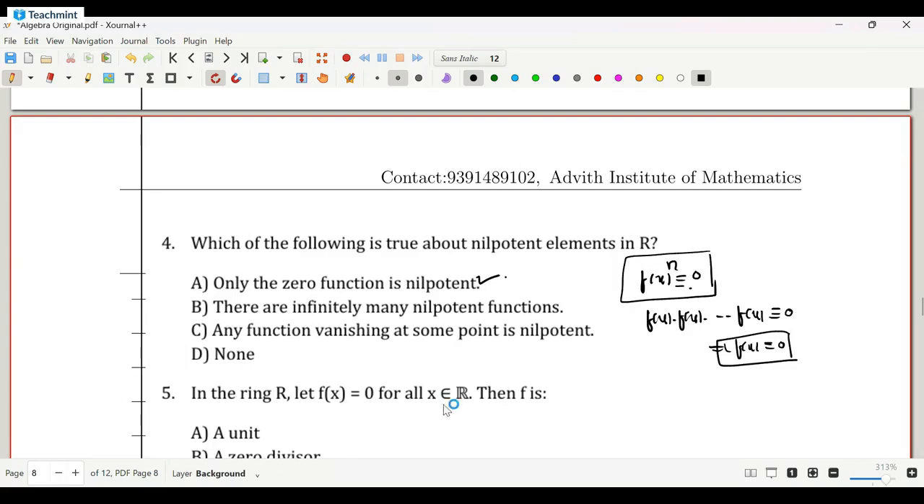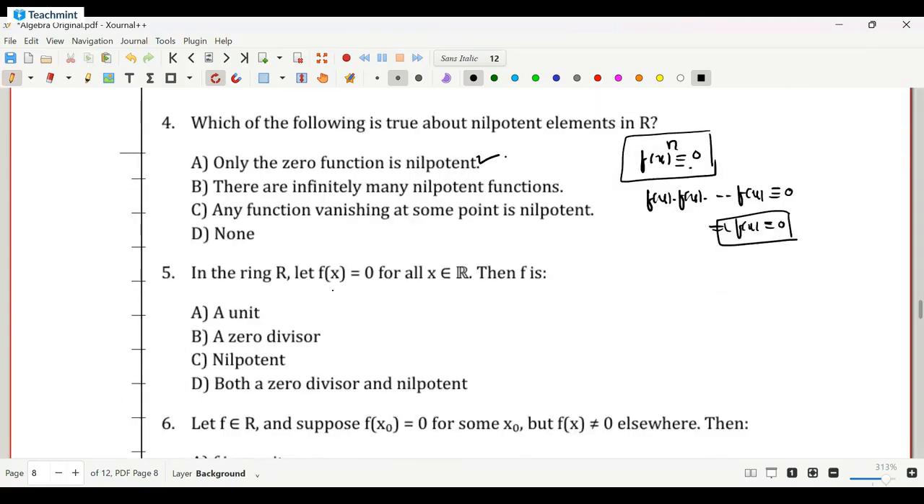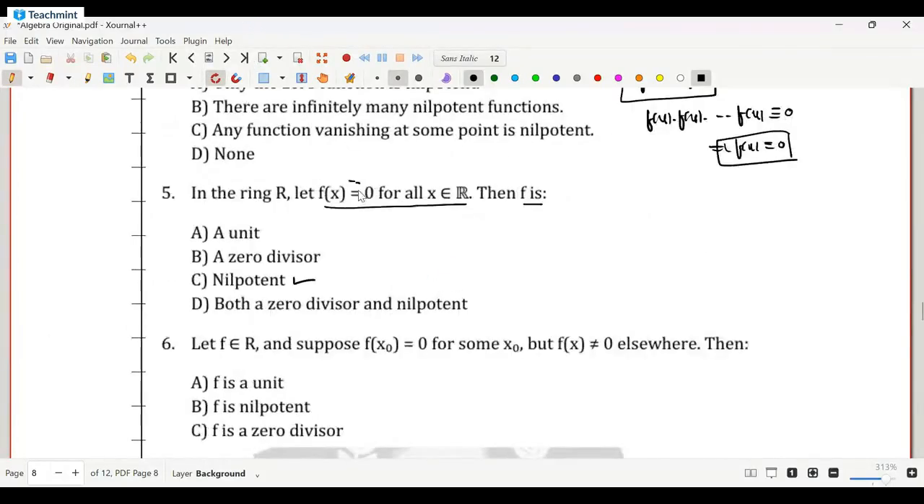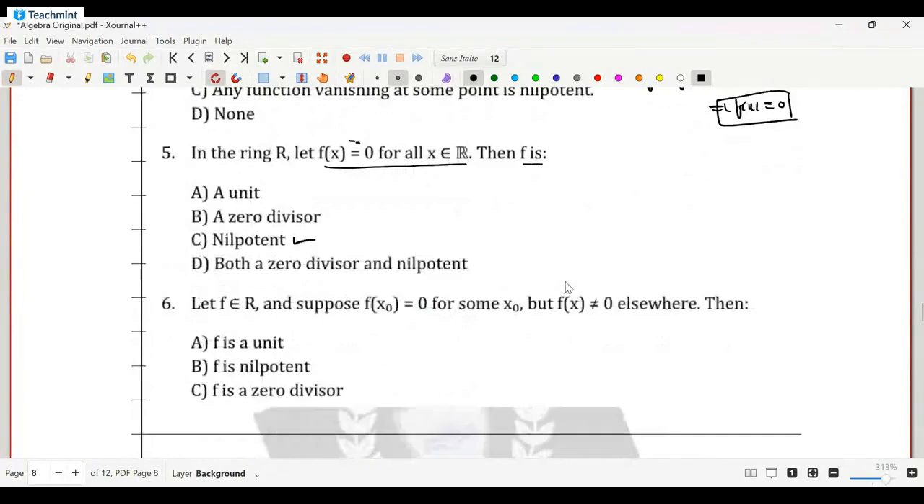And in the ring R, if f of x equal to x for all x belongs to R, then f is nilpotent. That means f of x is identically the 0 function, so it is nilpotent. Then the next question. Let f belong to R and suppose f of x is equal to 0 for some x naught, but f of x is not equal to 0 elsewhere. That means x naught is a root. If x naught is a root, then it is a zero divisor.